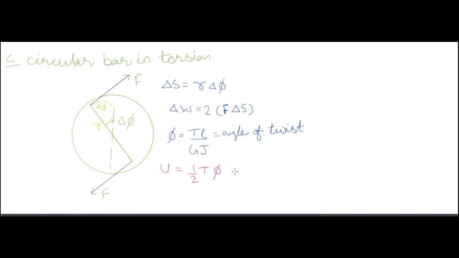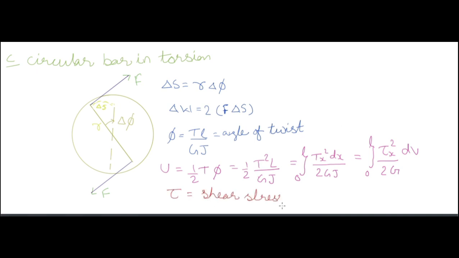It is equal to half into phi, which can be expressed in terms of L also. So half into T square L by GJ, which in terms of integration is integral 0 to L of T square dx by 2GJ. In terms of volume, integral 0 to V of tau square by 2G into dV, where tau is the shear stress. Or in terms of dx, integral 0 to L of tau square into dx by 2AG, where A is the area of cross section.